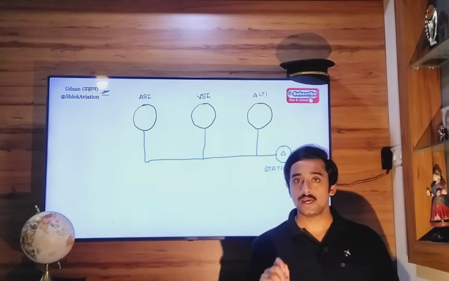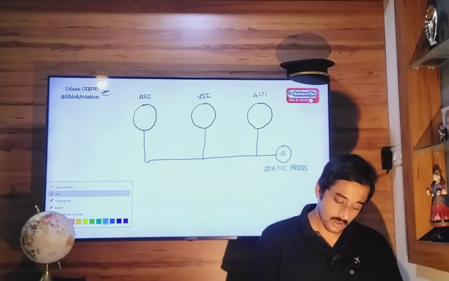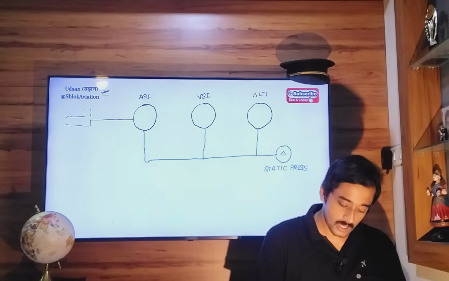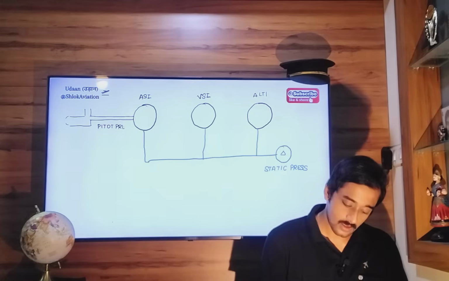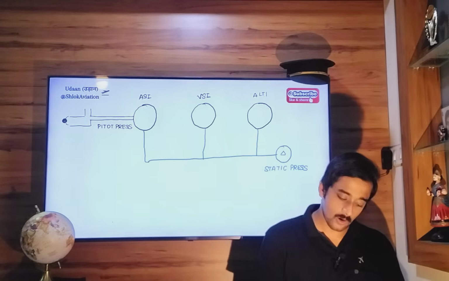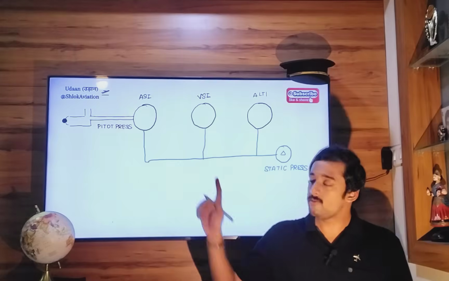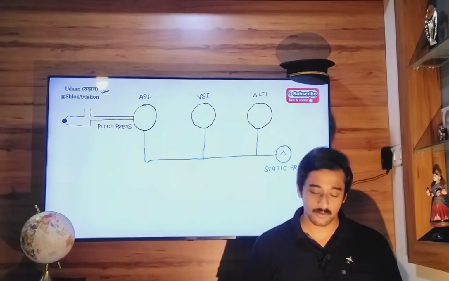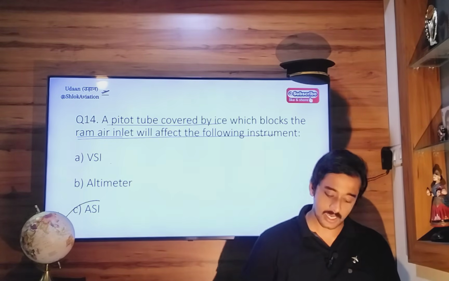Now the ASI, the airspeed indicator, is the only pressure instrument which also works on the pitot tube, that is pitot pressure. So if there is any blockage in this pitot tube from ice, dirt or whatever, it will directly affect your airspeed indicator. But it won't affect VSI or altimeter because they only work on static pressure. So the correct answer is a pitot tube blockage will affect the airspeed indicator.